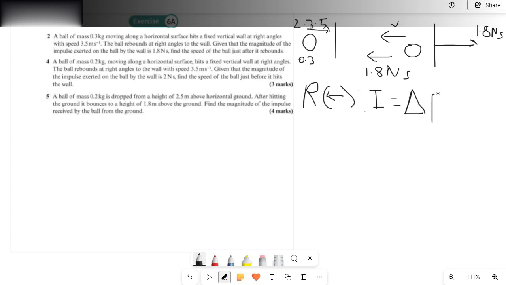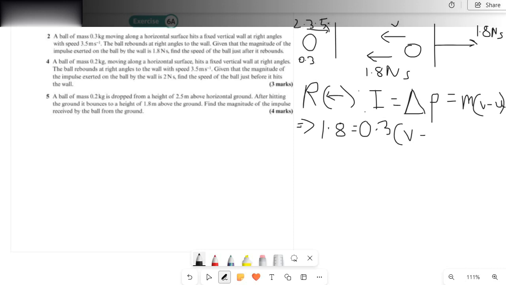delta p, or mv minus mu, or m multiplied by (v minus u). Therefore, as we know, I is 1.8 Newton seconds, and delta p equals m multiplied by (v minus u). Mass is 0.3 kg, velocity is unknown, which is the final velocity v, and initial velocity was 3.5.